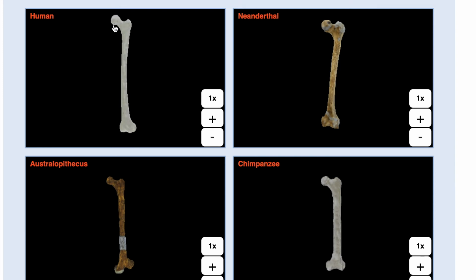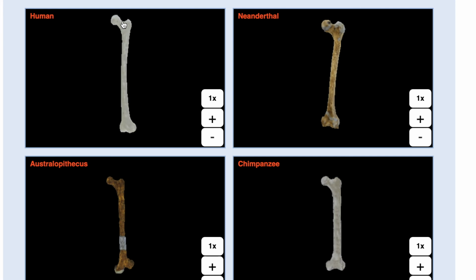So the femoral head is this joint right over here. And one of the things that I want you to think about is how big the femoral head is in relation to the rest of the bone. So having a large femoral head is useful, again, if you are bipedal or walking on two legs, because it helps to hold up the weight of your body.